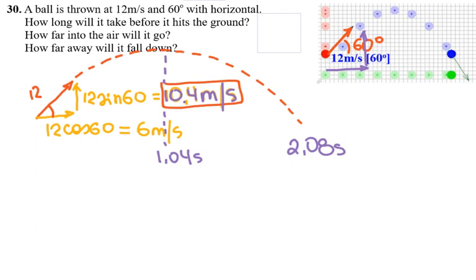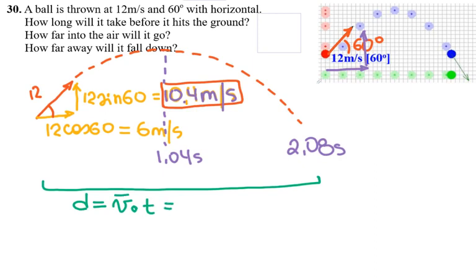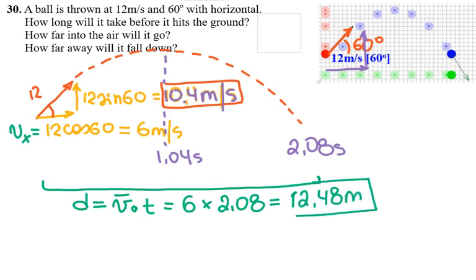So if I want to find out how far it lands, I need to take the distance formula, and it is average velocity times the time. Average velocity in horizontal, which doesn't change, so your horizontal velocity is 6 meters per second and it doesn't change, times the time, which is 2.08. So that gives me 12.48 meters. So that's how far it lands.